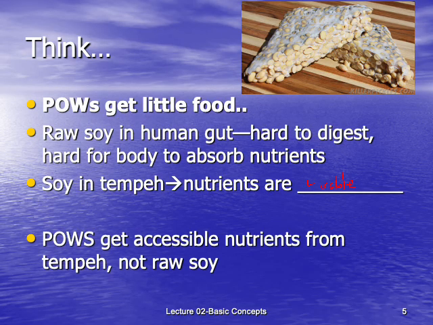That's why they got the nutrients accessible from the tempeh, and they were able to survive, versus those POWs that just got raw soy, who basically starved to death. So the mold in the tempeh saved the POWs. That is a true story.